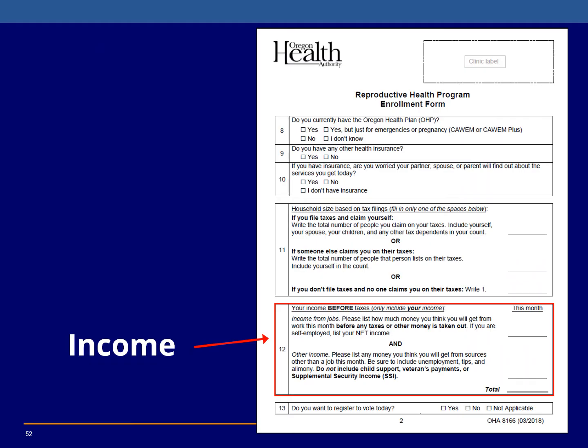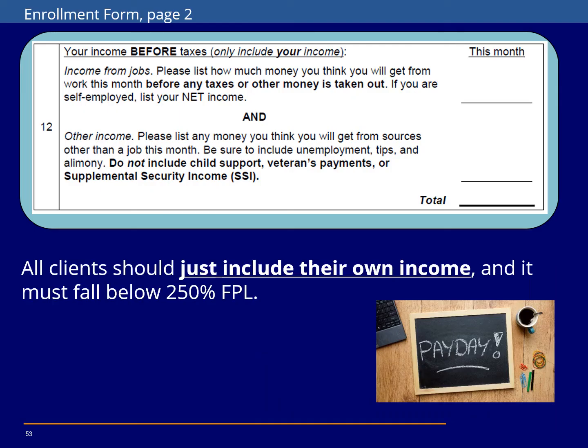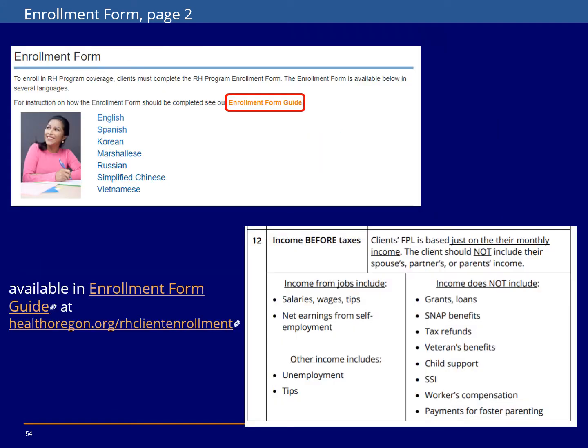Then we move on to income. In this section, we only want the client's income, not their parents, not their spouses, just the client's. Our enrollment form guide lists what counts as income and can be found on our client enrollment webpage.